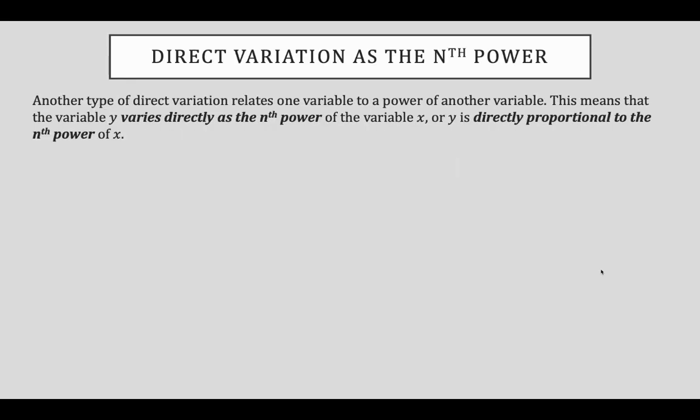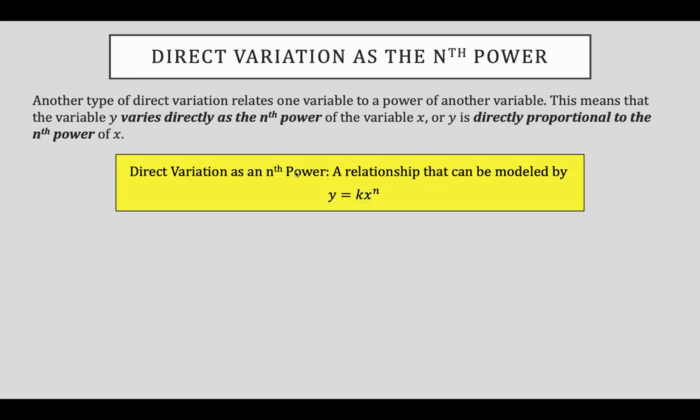Another type of direct variation relates one variable to a power of another variable. This means that the variable y varies directly as the nth power of the variable x, or is directly proportional to the nth power of x. Now, this is not going to be a linear relationship, but rather some sort of power relationship, all right? Some sort of power function. Direct variation as an nth power can be modeled as y equals kx raised to the n, all right?